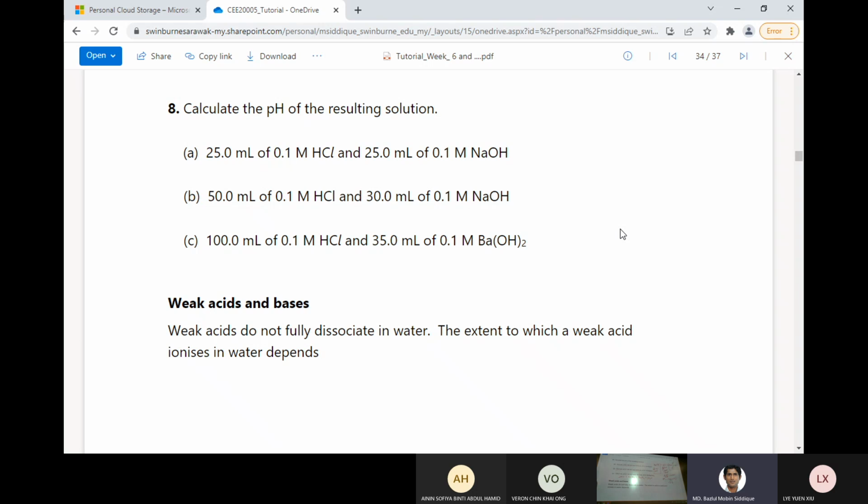Number of moles, 100 milliliter. 0.01 number of moles, right? N equals C into V. Okay, 0.01. Barium hydroxide, 35 milliliter of 0.1, 0.035 times 0.1, 3.5 times 10 power negative third.